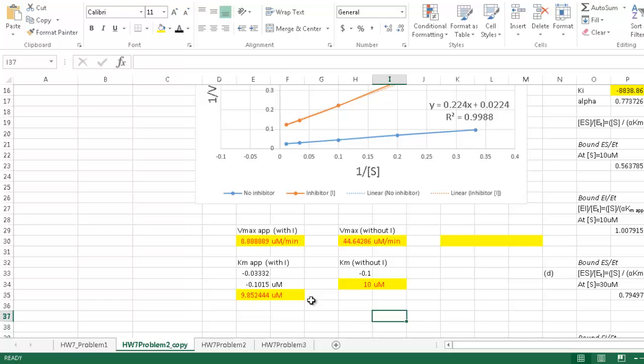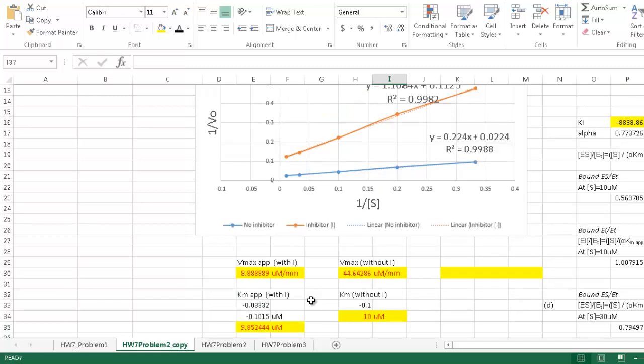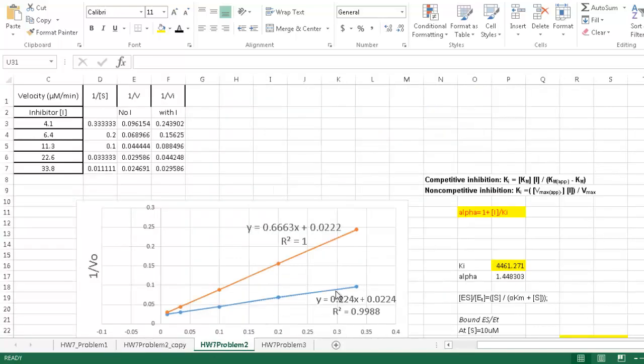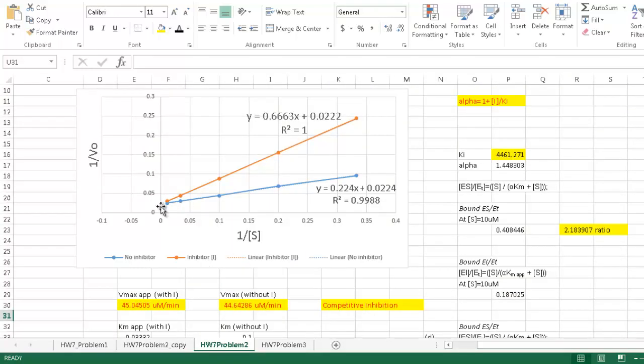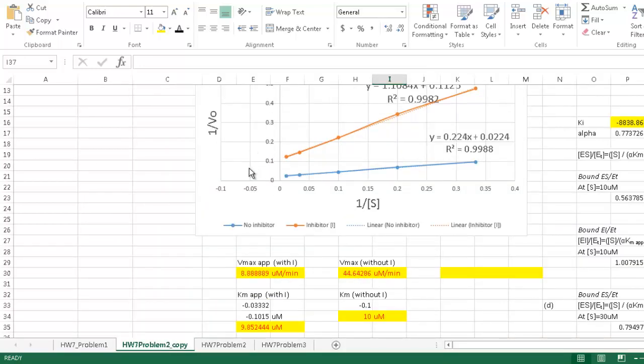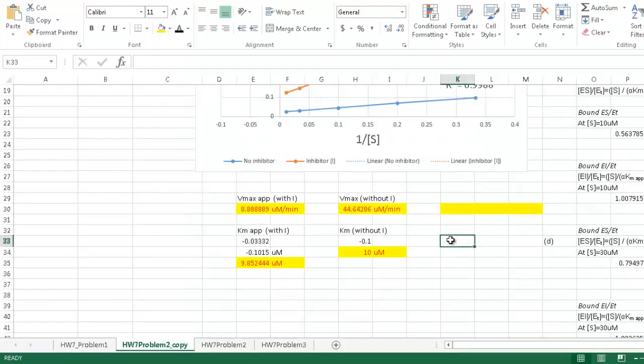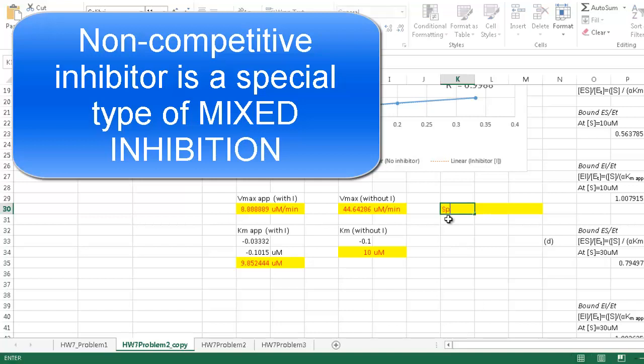So what type of inhibition is that? When your Km stays the same and your Vmax goes down, that means these lines share a common x-intercept. Just as in our previous problem, if I jump back, in a competitive inhibition, these lines share the common y-intercept. Now these have the common x-intercept. So what type of inhibition is that? Well, it's a special type of mixed inhibition, and it's a non-competitive inhibitor.